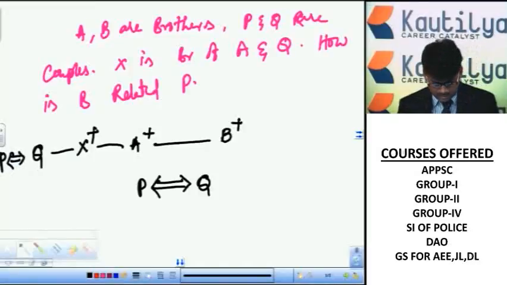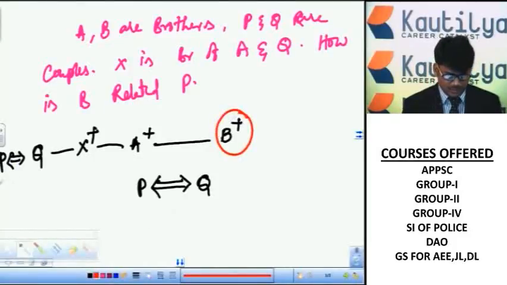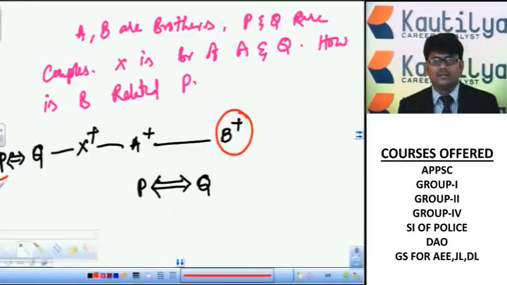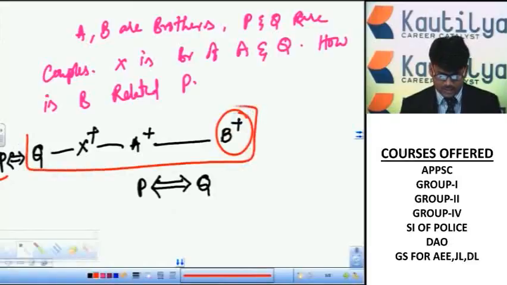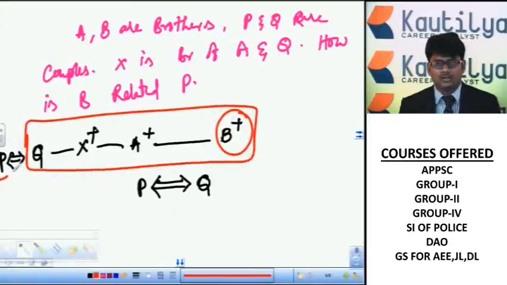Then the question is clearly: how is B related to P? We should identify the relationship of B with P. First, these three persons are in one horizontal line. That means they are all siblings. Then we should take the relationship from P to B.